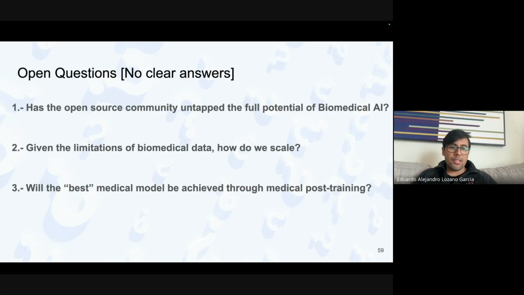And the last question is not regarding the data, this is regarding the method on how we create these models: how are we going to get the best model, the most robust VLM? Is it going to be through medical post-training, or is it going to be just pre-training everything from the beginning with all this medical data alongside reasoning data, like mathematical data, physics data, and so on?